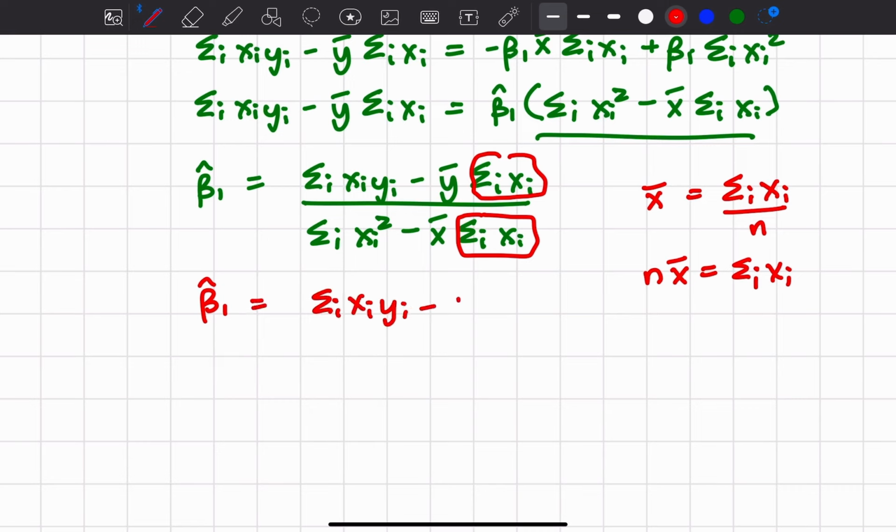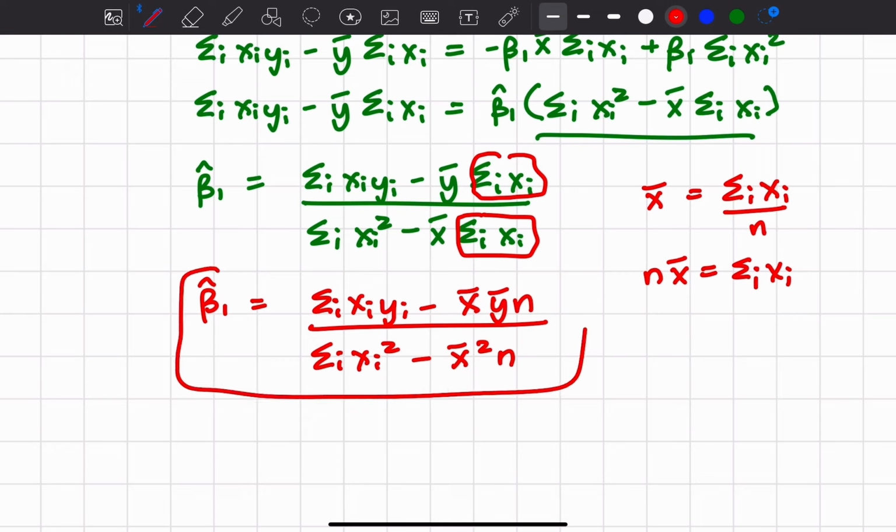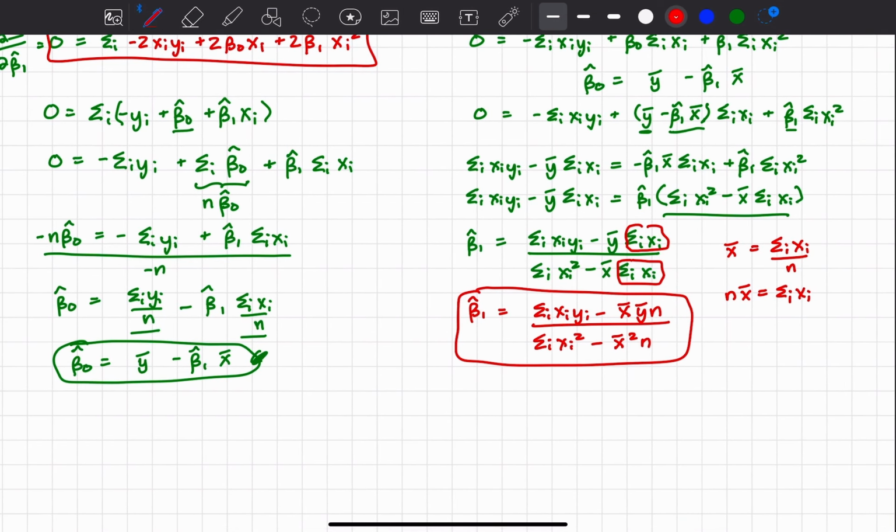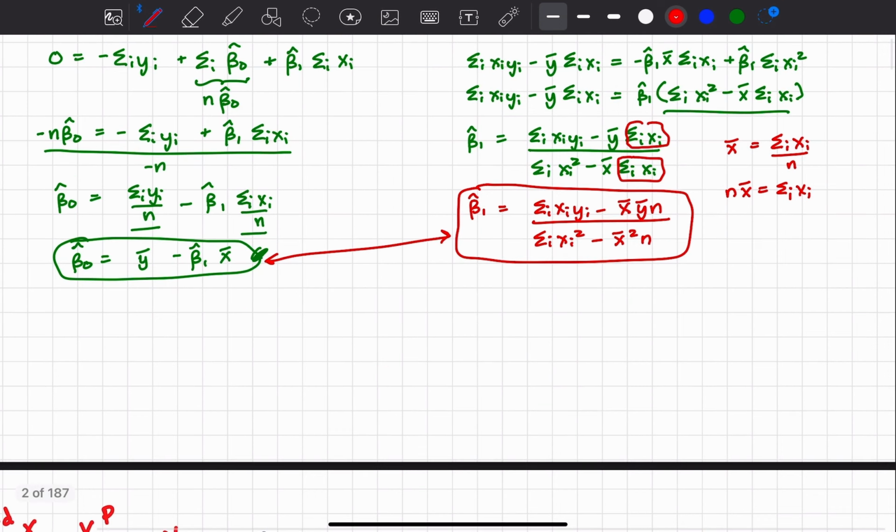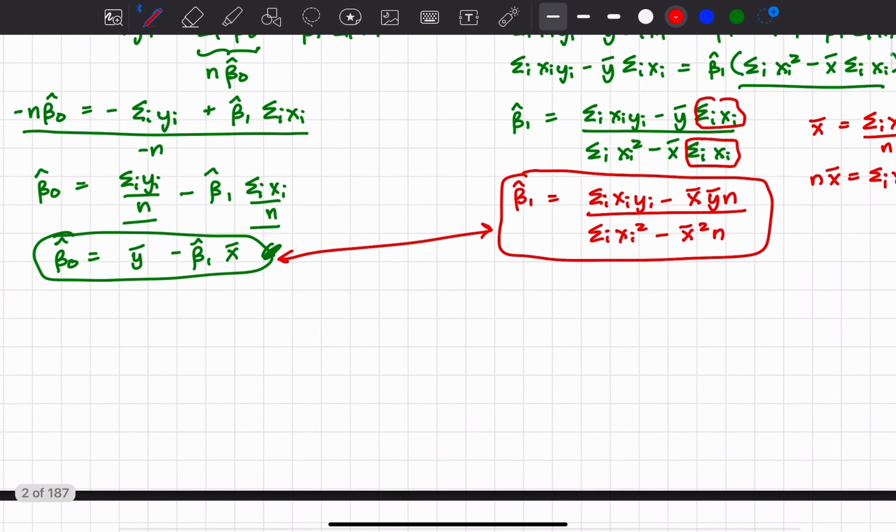All right. So beta hat 1 is sum over i of xi yi minus, actually, I'm going to say x bar y bar n, divided by sum over i of xi squared minus x bar squared n. And this is a pretty good formula to start out with for beta hat 1 and beta hat naught here. We're going to keep on working on these formulas and keep on building some intuition about what they mean, but this is a nice, simple formula to start out with for right now.